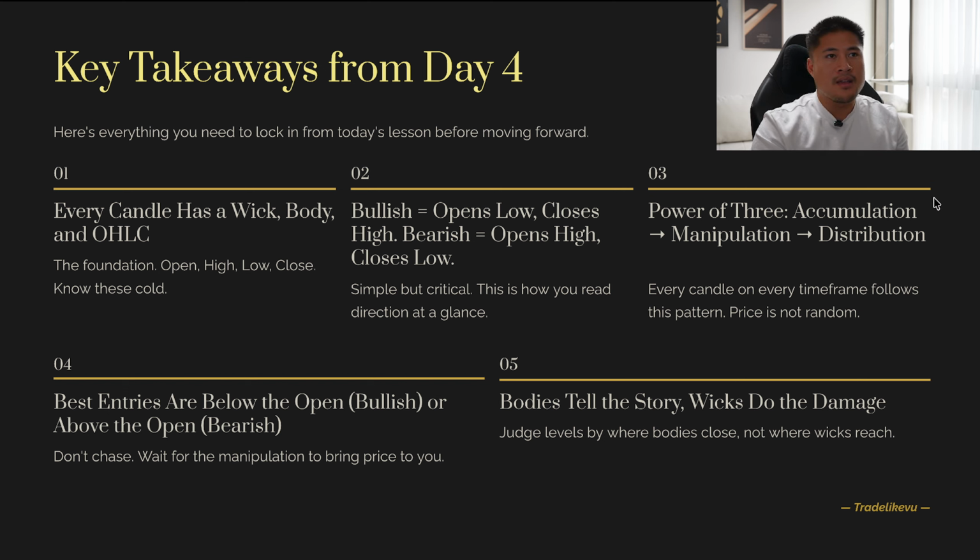Then the next thing you've learned today is the power of 3, okay? The 3 phases: accumulation, manipulation, distribution. Every candle on every time frame follows this pattern, okay? Price is not random. And lesson number 4 is the best entries for the power of 3 are below the open on bullish days or above the open on bearish days, okay? Don't chase, always wait for the manipulation to bring price to you before you enter, okay? And lastly, bodies tell the story, wicks do the damage, okay? Judge levels by where the bodies close, not where the wicks reach, all right?